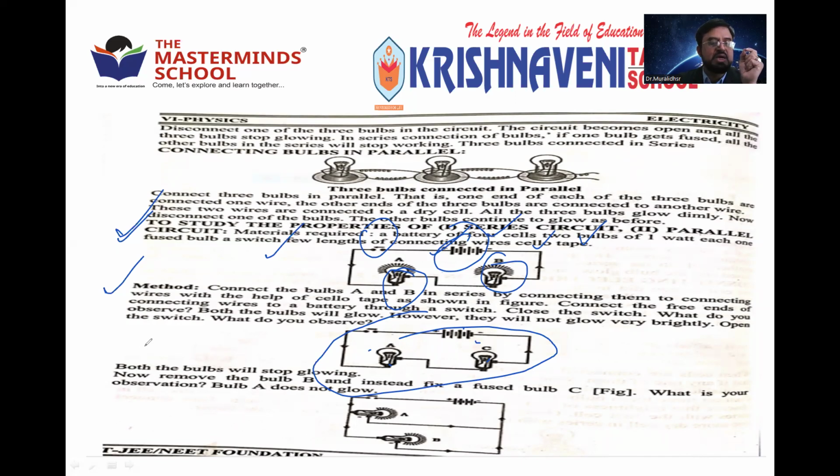Connect the free ends of the connecting wires to the battery. So you have to connect to the battery here, the free end of this and the free end of this. They are connected to the battery in the figure. Then through the switch, close the switch. Switch close means on. What do you observe?